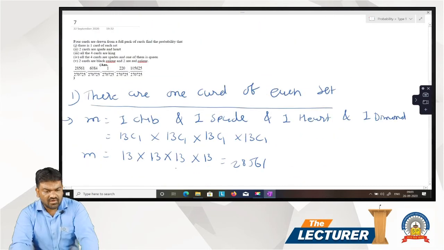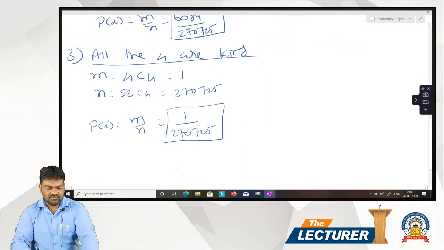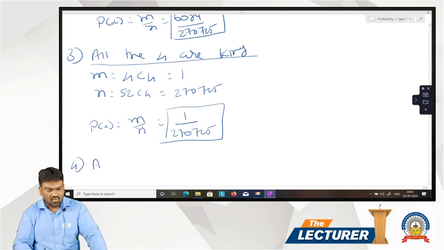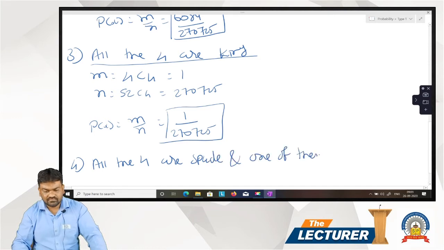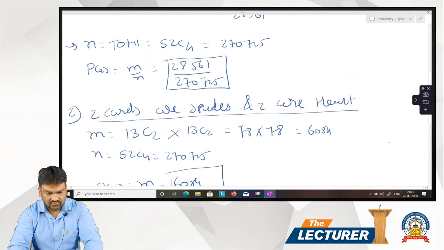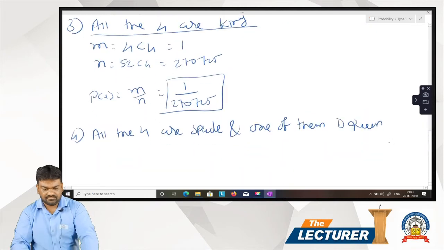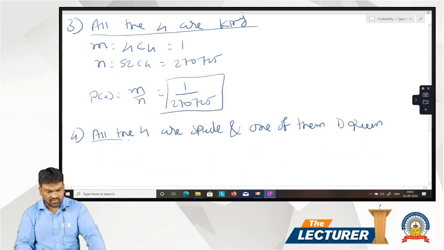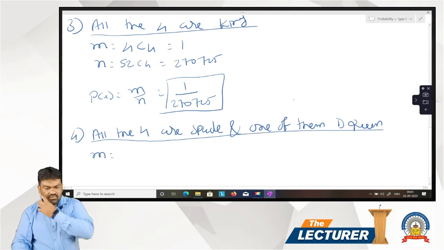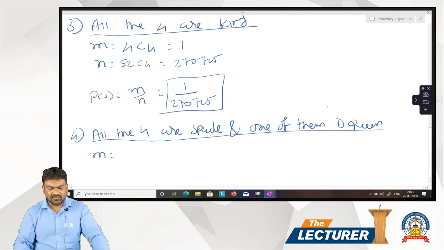Fourth, all the 4 cards are spade and one of them is queen. All the 4 are spade and one of them is queen. Okay. Favorable result. One queen is selected, spade queen.